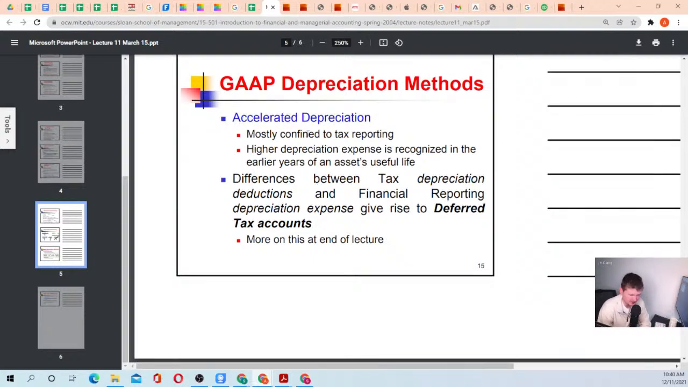Accelerated depreciation. Accelerated depreciation is a term you will mostly see in tax accounting. And tax accounting in respect of depreciation allows you to depreciate your assets on a faster basis than straight line or than production method. It allows you to recognize higher depreciation expense in the earlier years of an asset's useful life. Differences between tax depreciation and financial reporting depreciation expense give rise to deferred tax accounts.